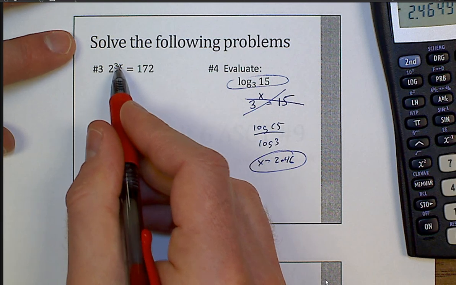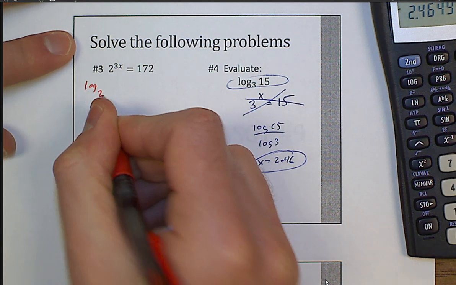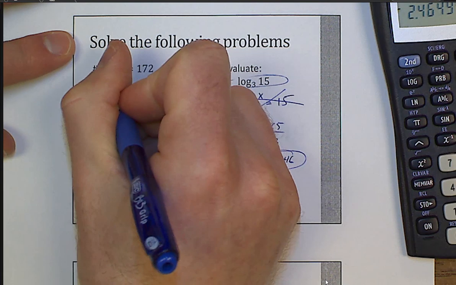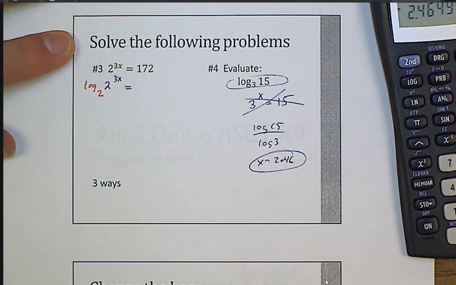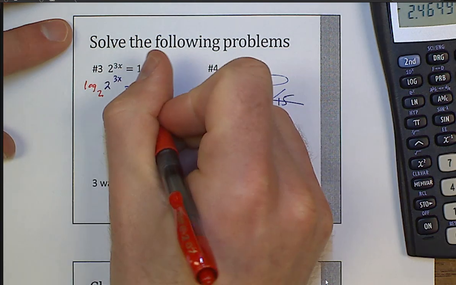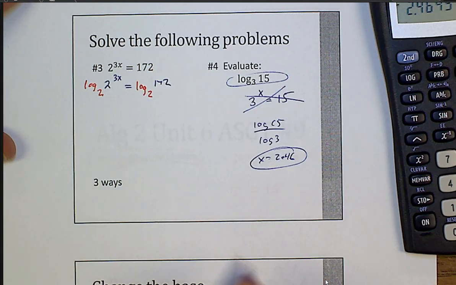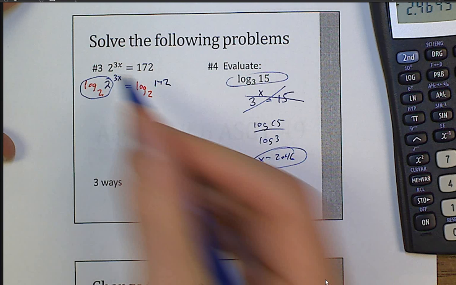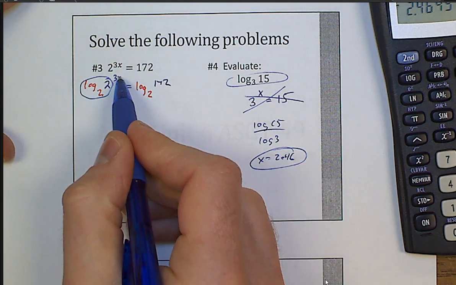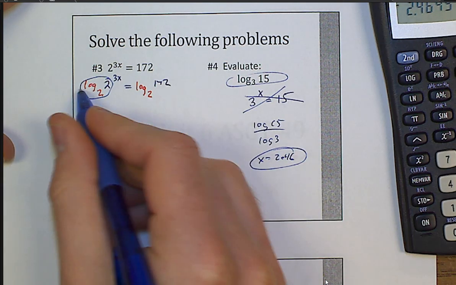So I'm going to go log base 2 on both sides. I'll use different colors here for you. Whatever you do to one side, you've got to do to the other. So log base 2 of 172. And so what happens with this? This becomes a 1. I can use the power property and bring the 3x out in front. So I have 3x times 1, which is 3x.